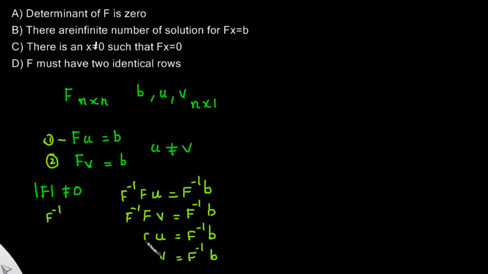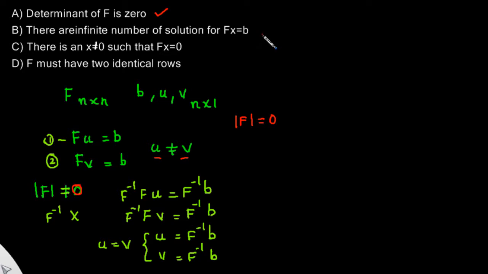We know that if an inverse of a matrix exists, it will be unique. So from these two equations, it is stating that U is equal to V, but it is clearly given that U is not V. So our assumption that F inverse exists is wrong. That means the determinant of F is equal to 0. So determinant of F must be 0 for U not equal to V. So we have proved option A is correct. I mean, the statement given at option A is correct.